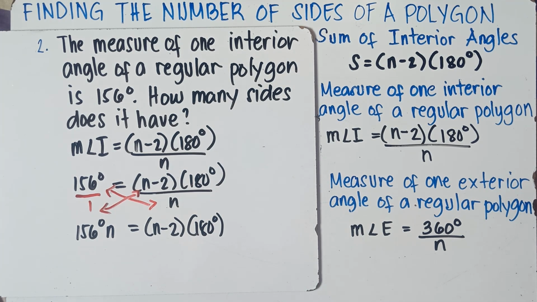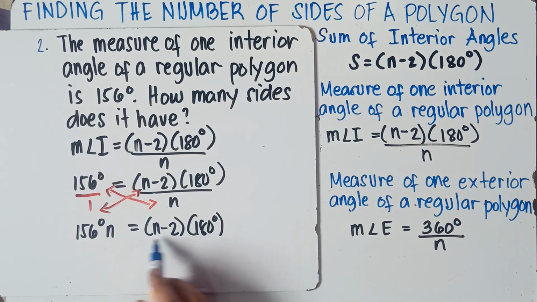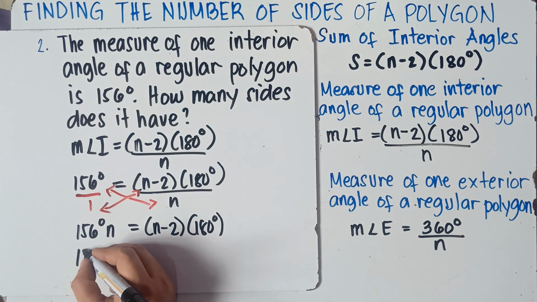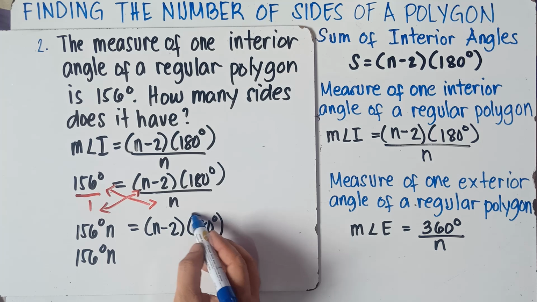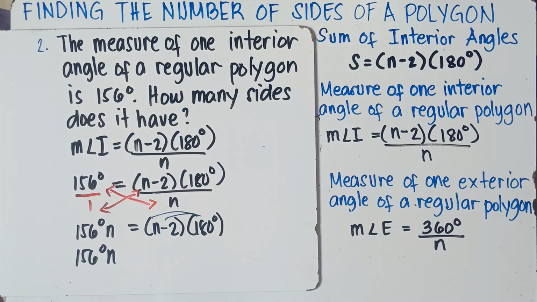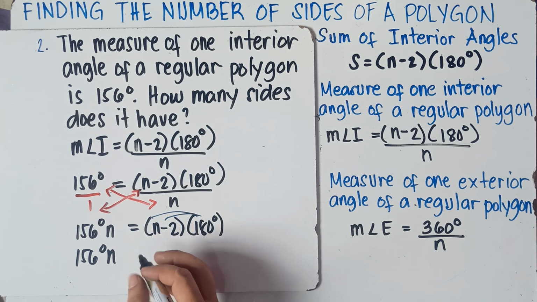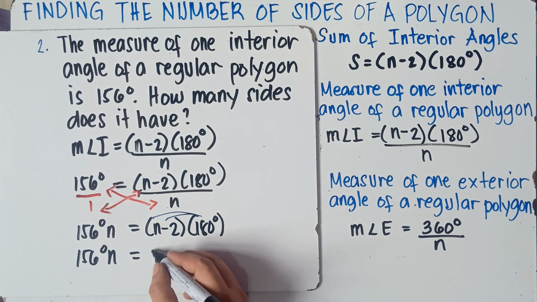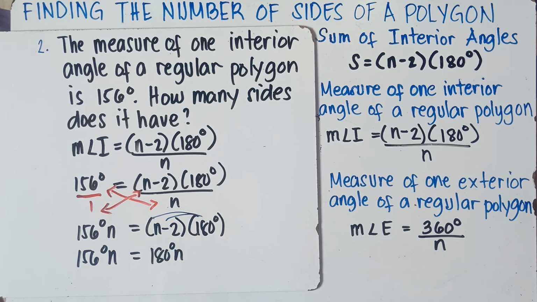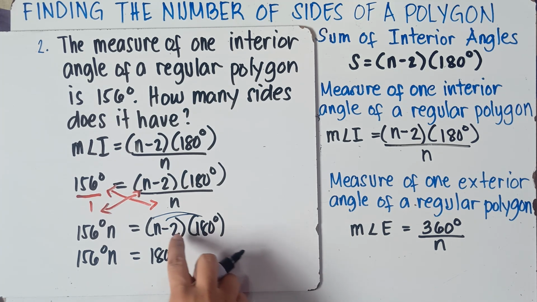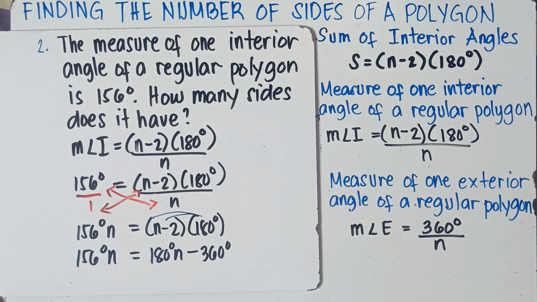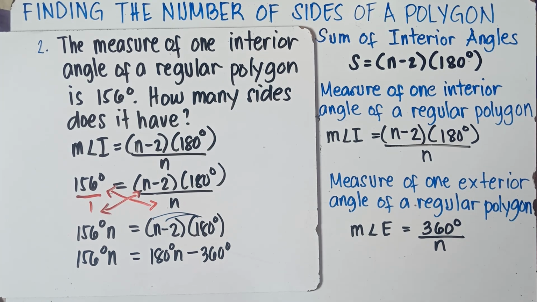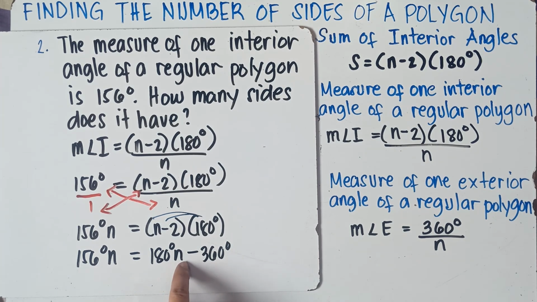Alright, and next, we can do the distributive property. We simplify this equation. So simply copy 156 degrees n. And then we distribute, class. So 180 degrees times n, copy equal sign, 180 degrees n, and then 180 degrees times negative 2 will be negative 360 degrees. Alright, and the next step, class, is we need to transpose this 180 from right to left. And do not forget to change the sign, class.